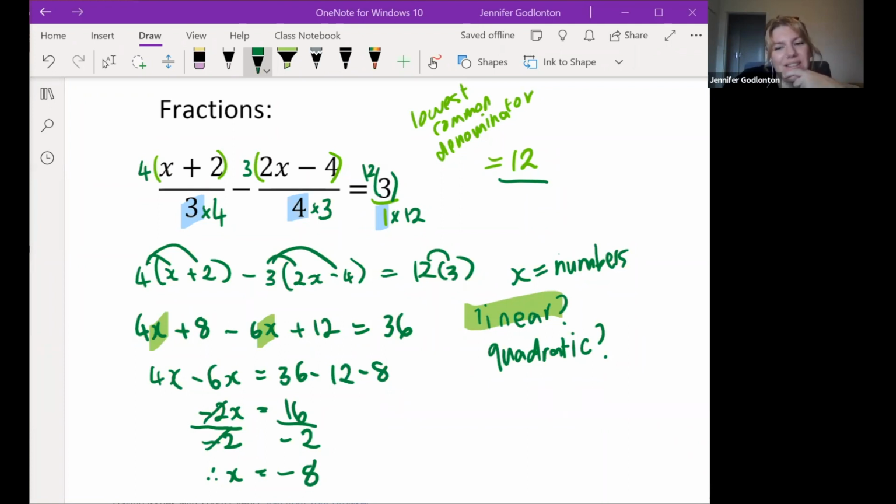Good. Oh, good. I'm so glad. When it's linear, we never factorize. When it's linear, we just put x's on one side, numbers on the other.